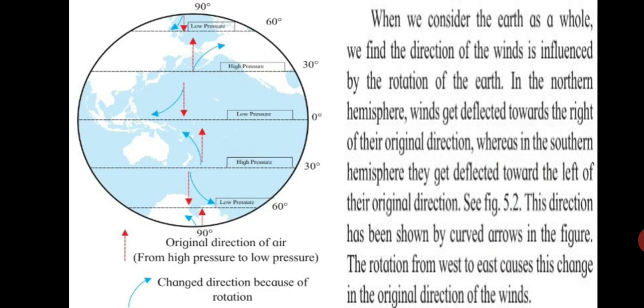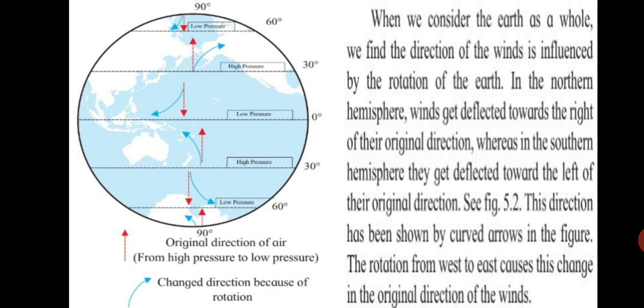When we consider the earth as a whole, we find the direction of the winds is influenced by the rotation of the earth. Now in red color arrows, you will see the direction of the winds marked on planet Earth. See the figure carefully. In the northern hemisphere, winds get deflected towards the right of the original direction. So look at the arrows in red in the northern hemisphere above the equator.